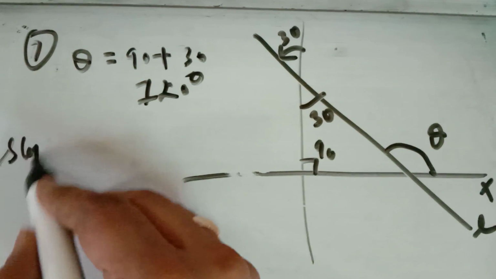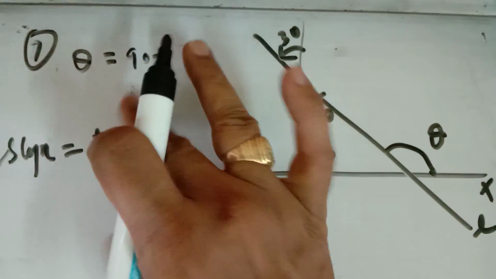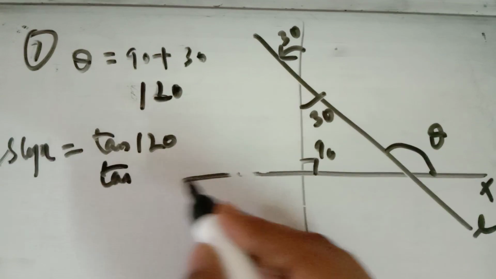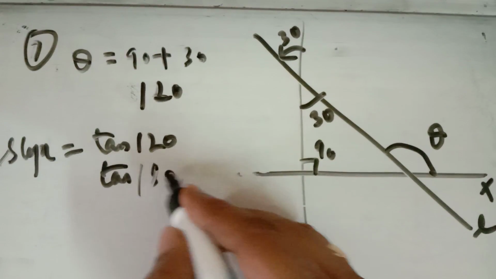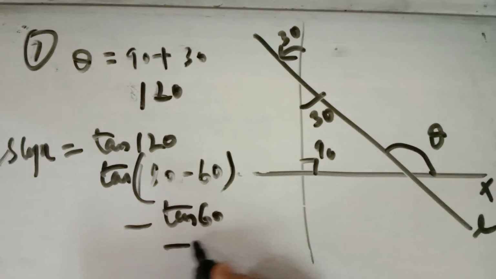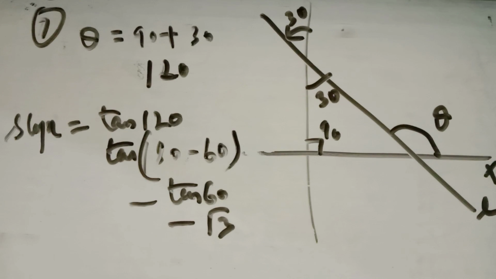So the slope will be tan theta, that is tan 120 degrees, which is tan of 180 minus 60. So it is coming out to be minus tan 60, that is minus √3, which will be the slope of the line which is making an angle of 30 degrees with the positive direction of the y-axis. So like that you can draw the figure.